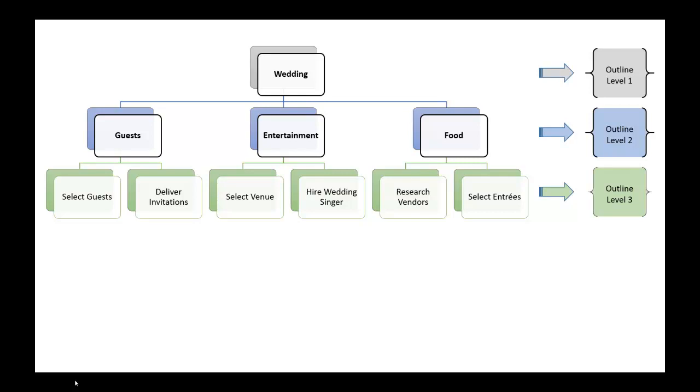So to look at guests, for guests to be 100% complete, I'd have to have select guests and deliver invitations complete for me to say that the guest phase is complete. And then once I have select venue and hire wedding singer complete, entertainment is complete. Once I have research vendors and select entrees complete, I'll have my food phase complete. And guess what? Once I have my guests, my entertainment, and my food phases all complete, then my wedding in its entirety has been completed as well.